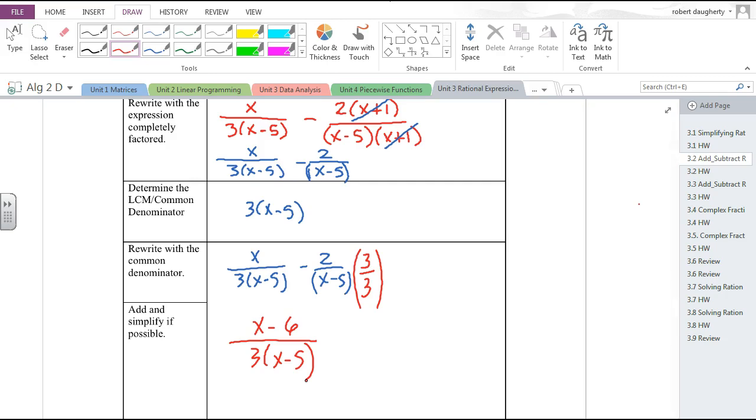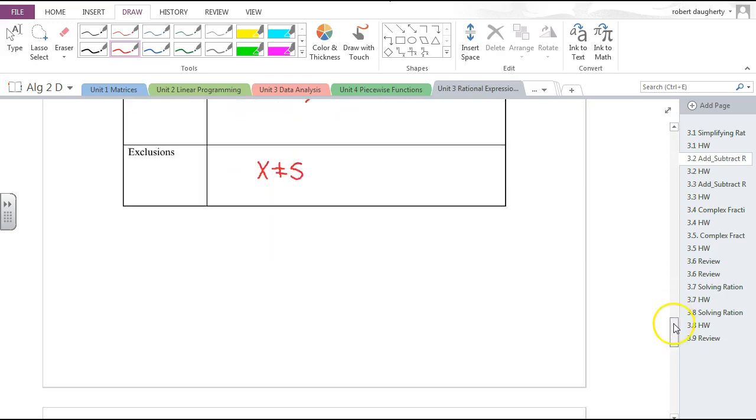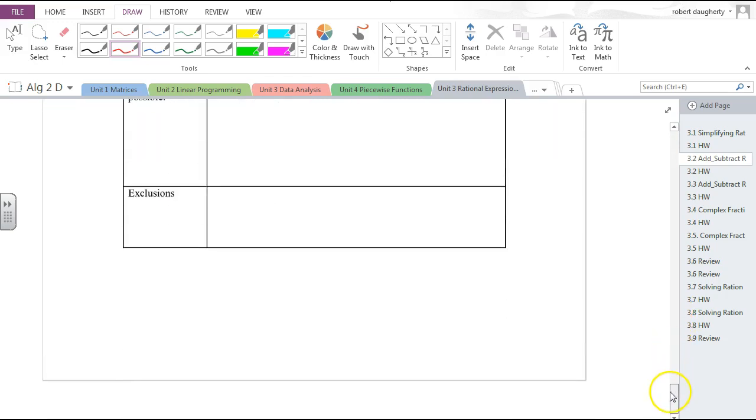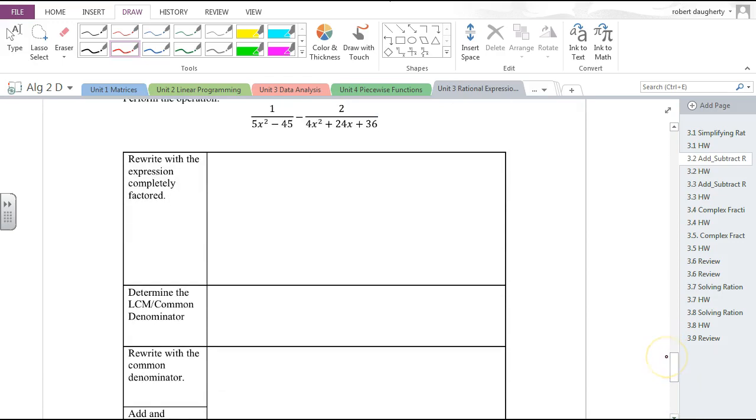Questions over that? So what are the exclusions here? Yeah, x cannot be what? Yeah, x cannot be 5. And I think, is there one more? Yeah, one more and then we're done. So you should have time to work on the homework there.